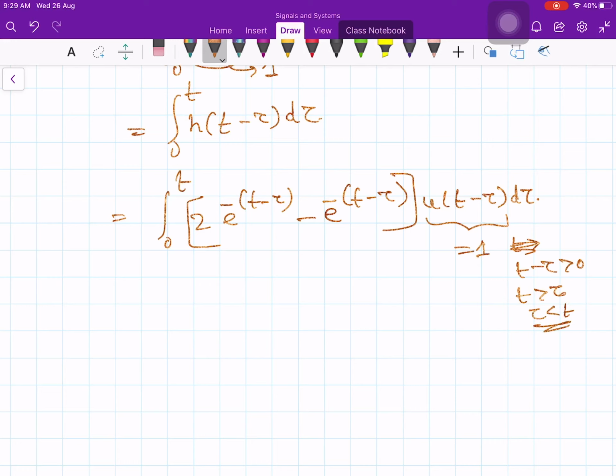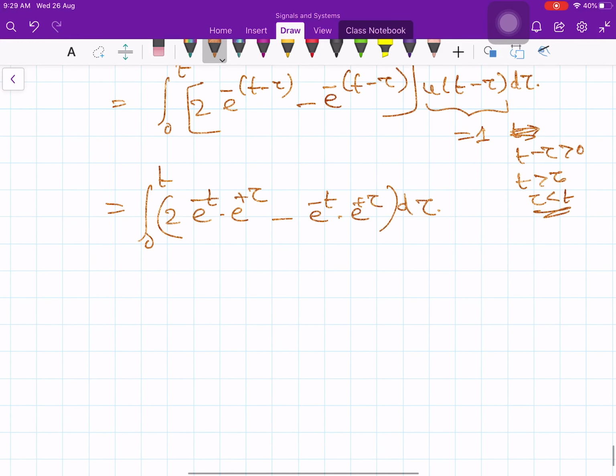So 0 to t, you rearrange this: 2 times e to the minus t times e to the plus tau, minus e to the minus t times e to the plus tau d tau. Okay, and I think I have made a mistake.